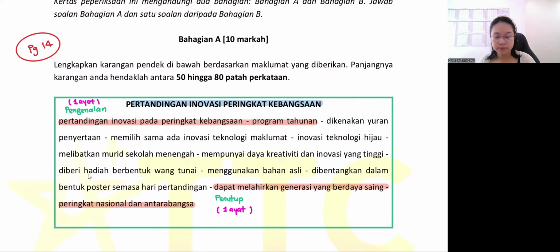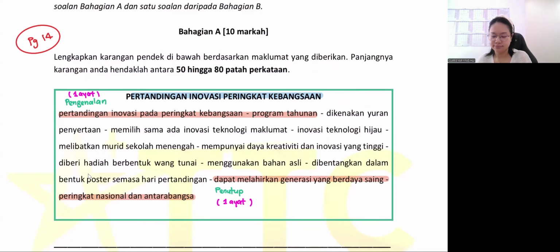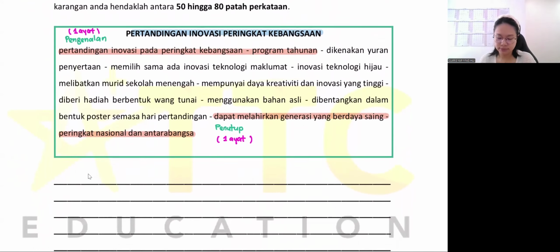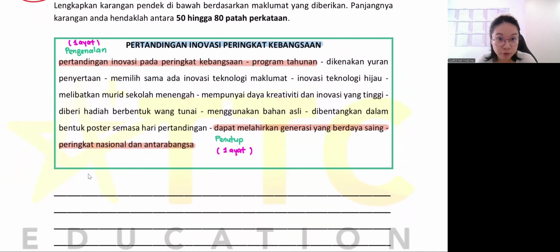Okay, can? Of course, for penutup, we can write a kesimpulannya. Then, apakah yang dapat melahirkan generasi yang berdaya saing? Okay, sudah? I'm not going to write in full with you because all answers are provided. All seminar answers are provided. If in the QR code, you all can scan the code. I'm not sure whether they uploaded it in what's that?